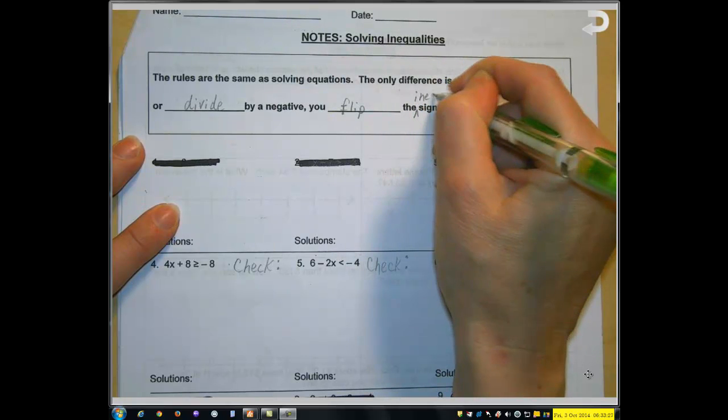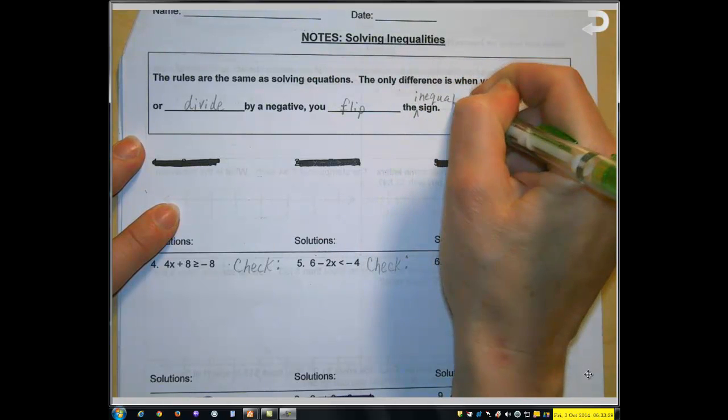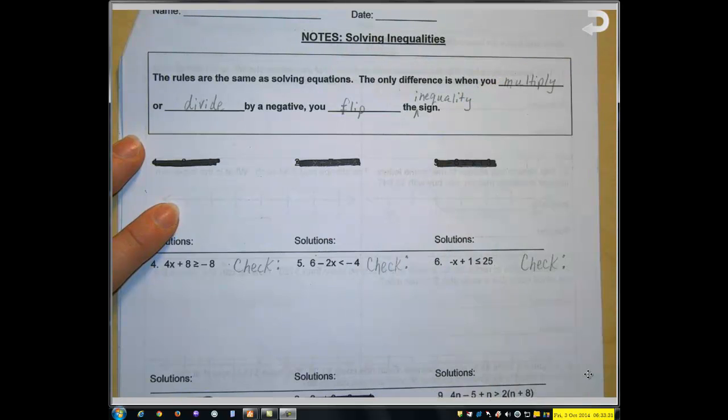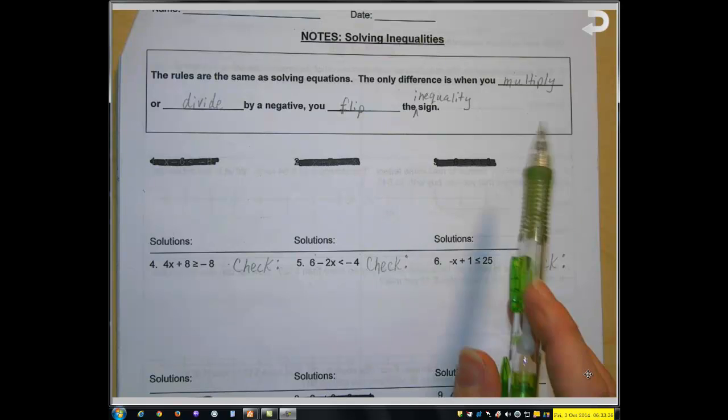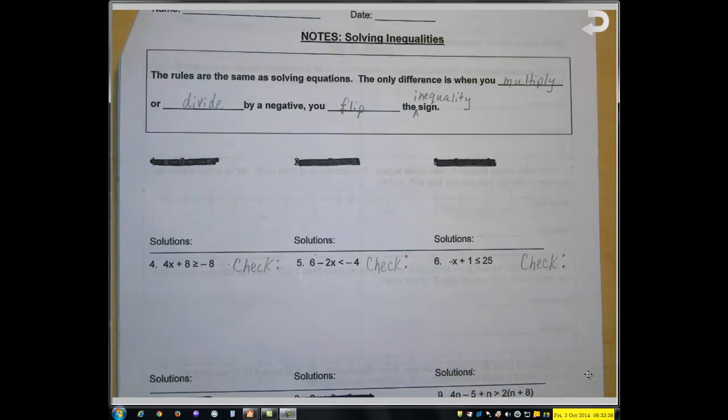Just add the word inequality to your notes, please. Okay. And we're going to talk more in a few minutes about why we need to flip the inequality sign when we multiply or divide by a negative.